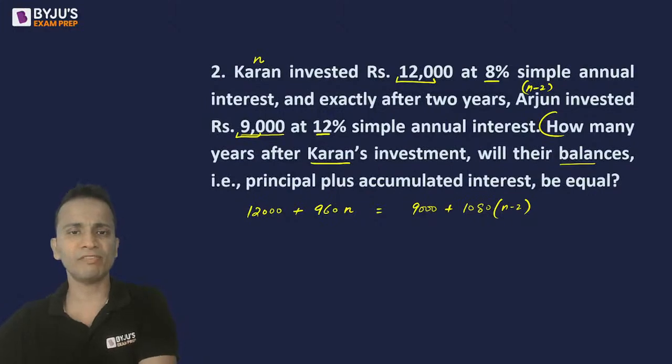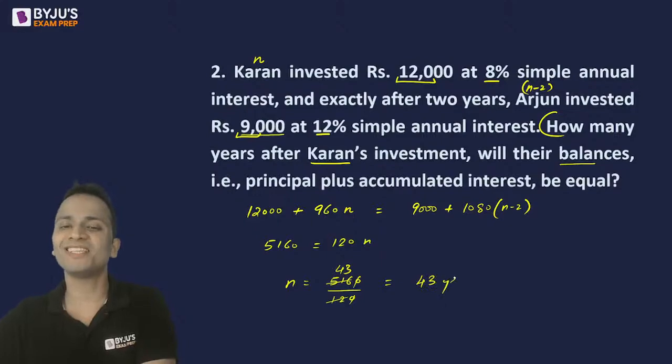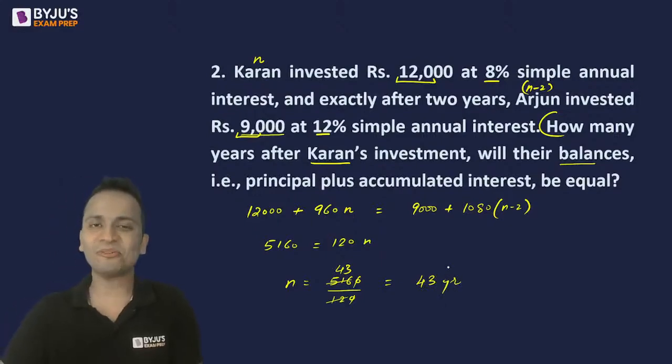Okay, so now let me quickly simplify. So 12,000 plus 9,000, 3,000, plus 2,160. So 5,160 is equal to 1,080 minus 960, that is 120n. So the value of n is 5160 divided by 120. Okay. Now please simplify this. 516 divided by 12 is 43. So the value of n is 43 years. And that should be the final answer.